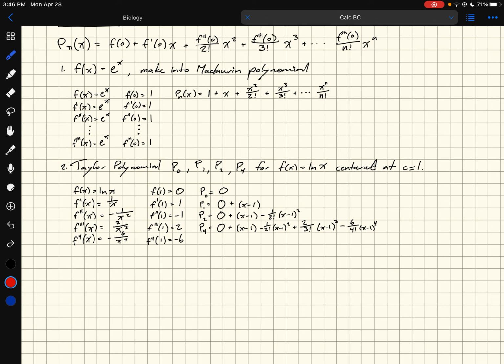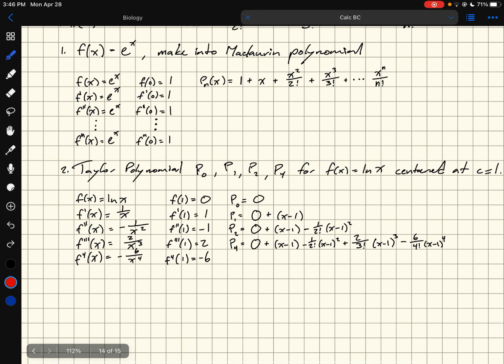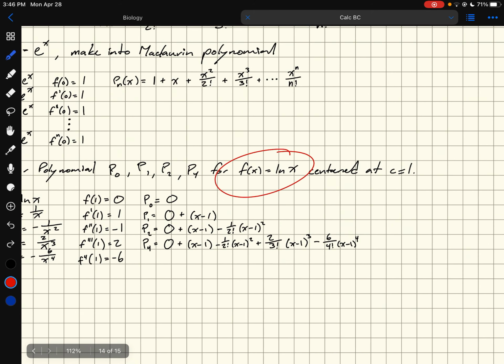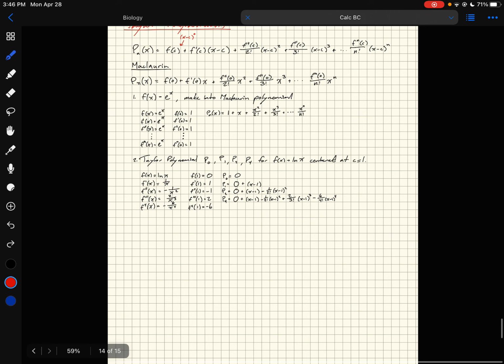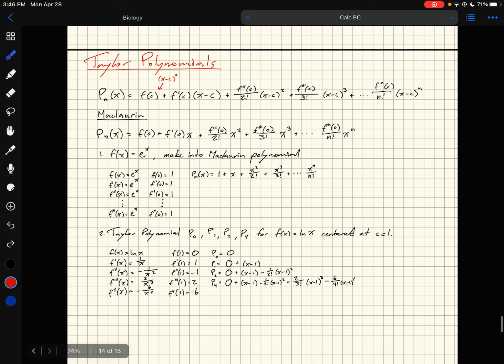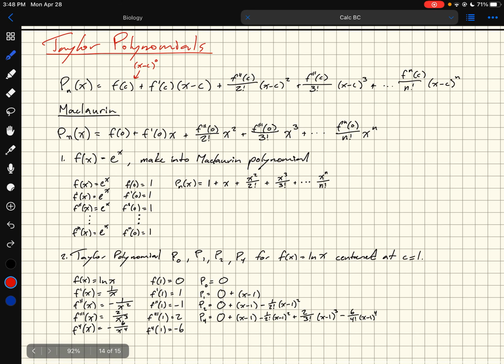Okay, let's see what else we've got. That's pretty much all just like this. They give you a function, they give you a c that they want you to find it at, and they tell you what they want n to be, and you just go off like that. So let's move on from this. Or actually, I'll just stop it here. This can be the introduction to Taylor and Maclaurin polynomials.